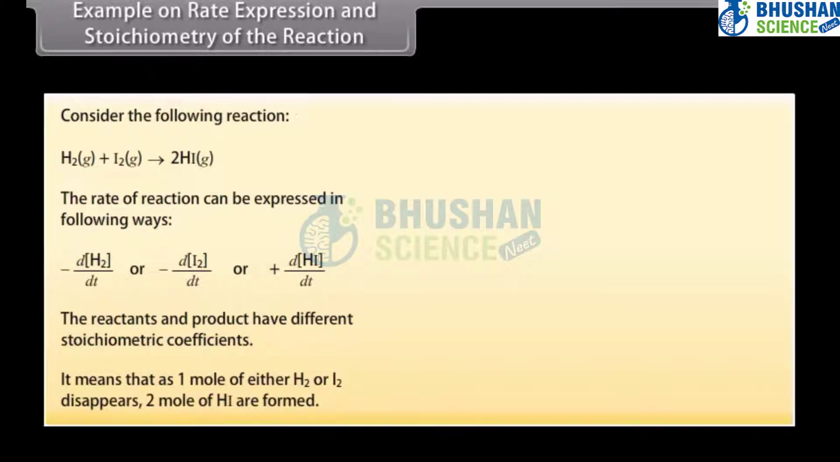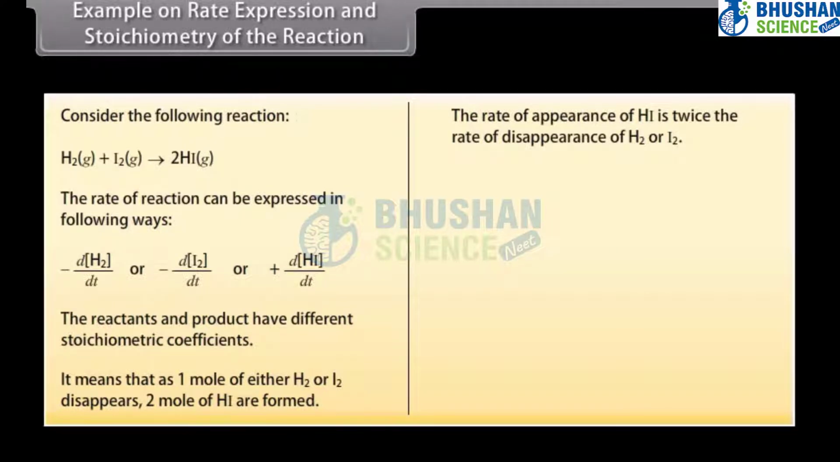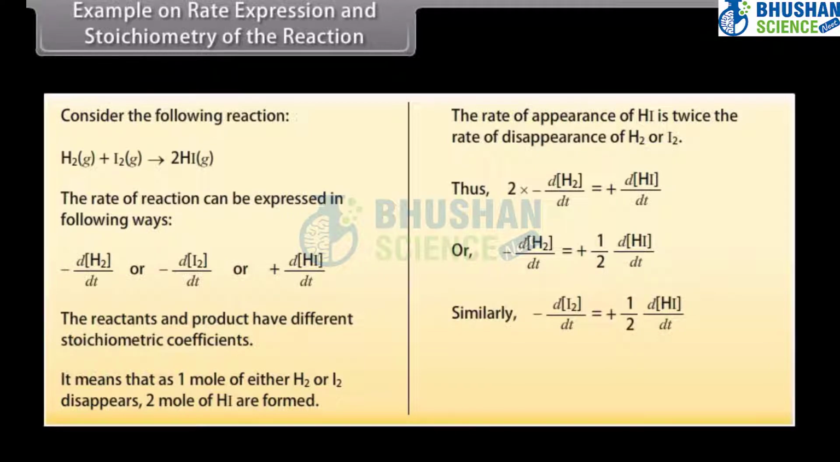It means that as 1 mole of either H2 or I2 disappears, 2 moles of HI are formed. The rate of appearance of HI is twice the rate of disappearance of H2 or I2. Thus, minus d by dt of H2 is equal to plus 1 by 2 d by dt of HI. Similarly, minus d by dt of I2 is equal to plus 1 by 2 d by dt of HI. Therefore, minus d by dt of H2 is equal to minus d by dt of I2 is equal to plus 1 by 2 d by dt of HI.